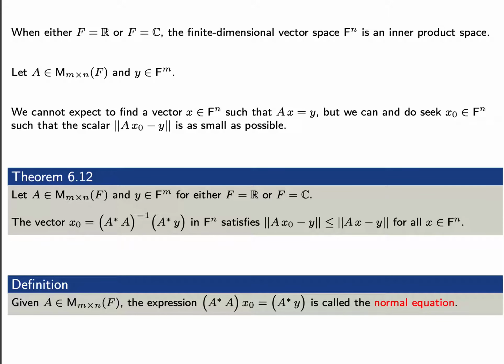We'll give a definition. Let's say that A is an m by n matrix. Then the expression A star A times the vector x0 is equal to the vector A star y will be called the normal equation.